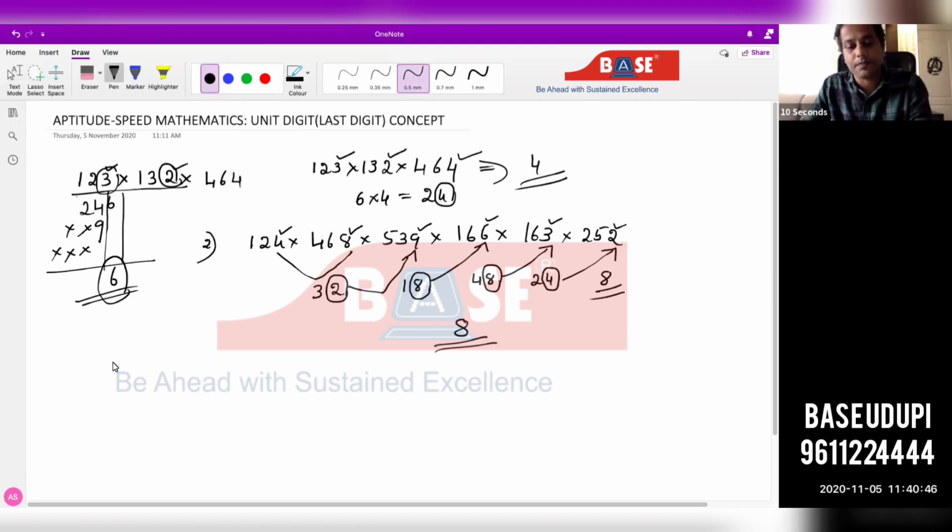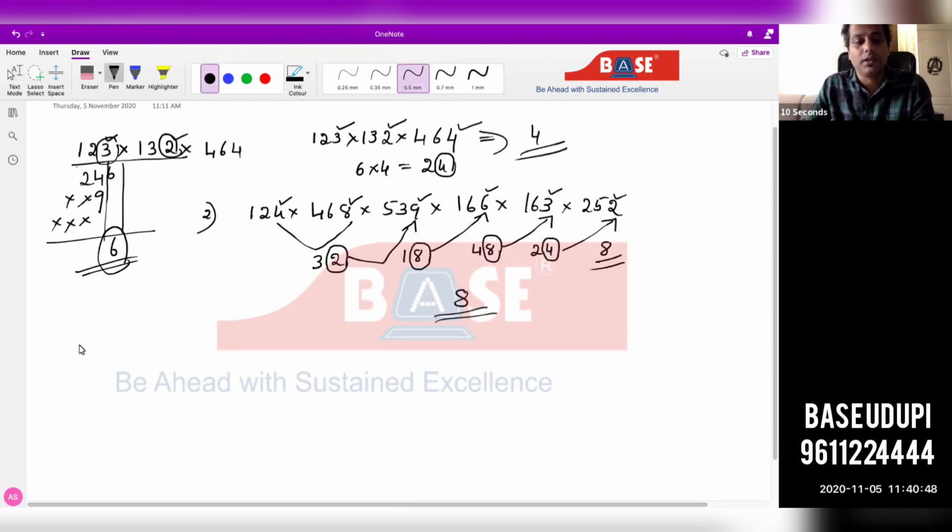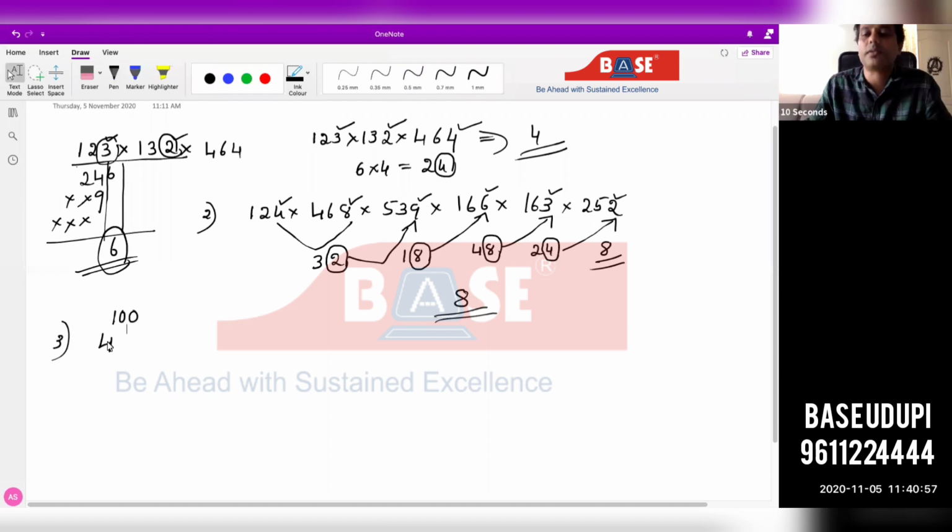Let me take the next type of example. The third one is a little different. Find the last digit of the product. This time it is 4 to the power 100. What does 4 to the power 100 end with?